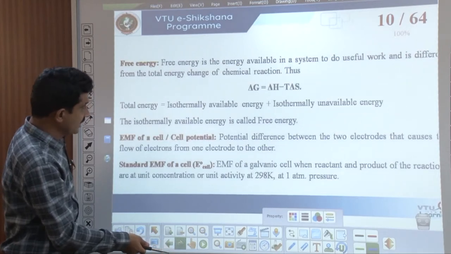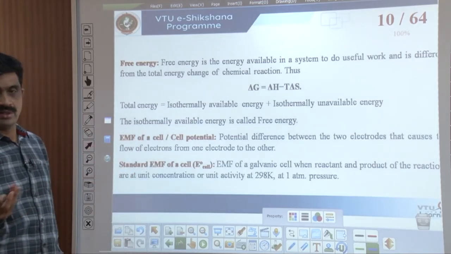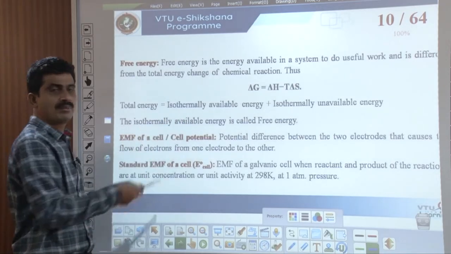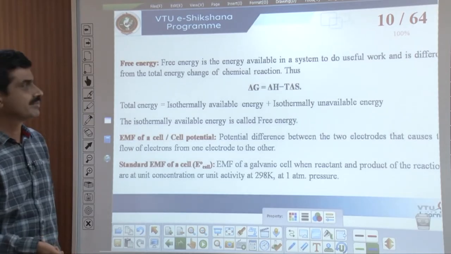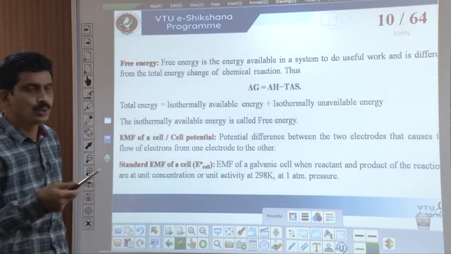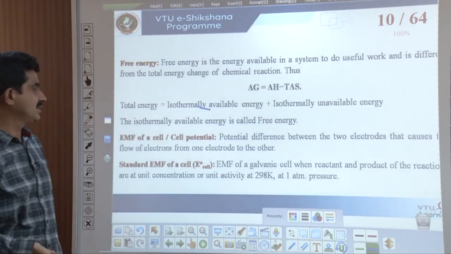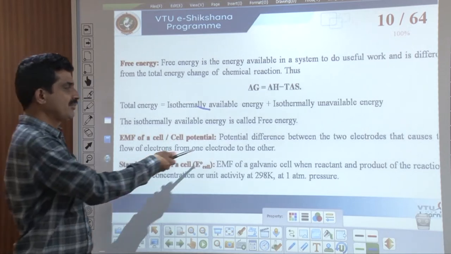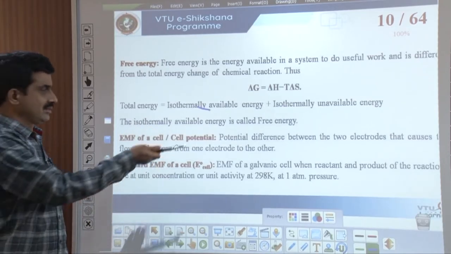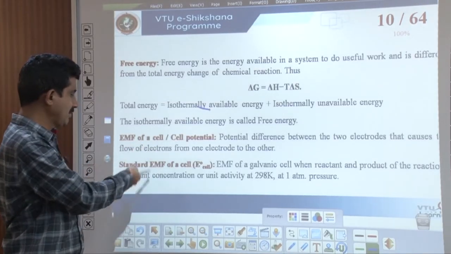So with this background, we shall understand the meaning of EMF of a cell, what is standard EMF, and what free energy is. See, the total energy is the sum of isothermally available energy and isothermally unavailable energy, right? So free energy is the energy available in a system to do useful work. So this isothermally available energy is the free energy. Then what is EMF of a cell? EMF is the potential difference. So we shall understand it with the Daniel cell, the galvanic cell. With the Daniel cell, we shall understand the meaning of EMF of a cell.